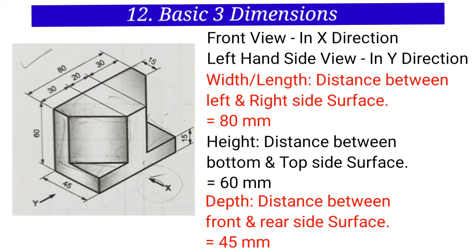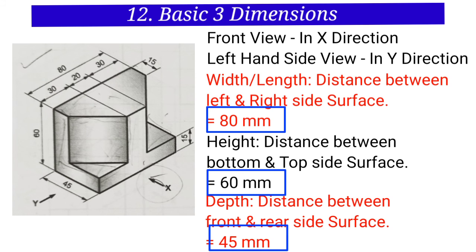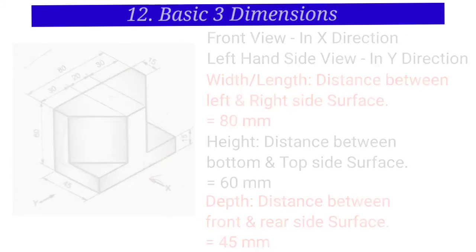So by observing the given figure, the first dimension, that is overall width, is 80 millimeter. Overall height, that is the distance between the bottom and top side surface, is 60 millimeter. And the third dimension, that is the depth, the distance between the front and rear side surface, is 45 millimeter. Note down these dimensions because it helps to draw orthographic projections.